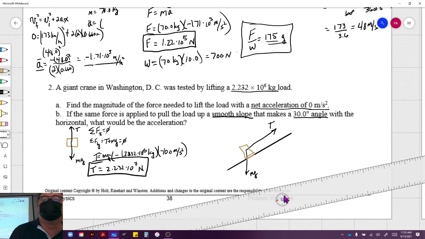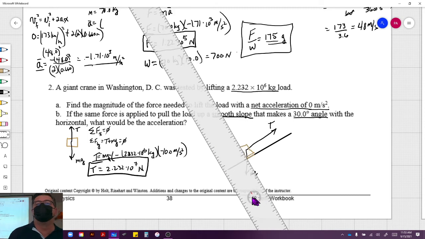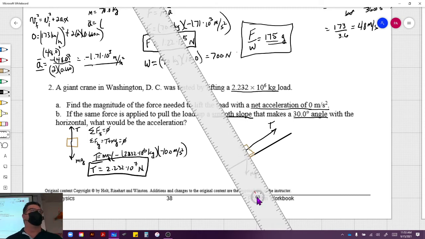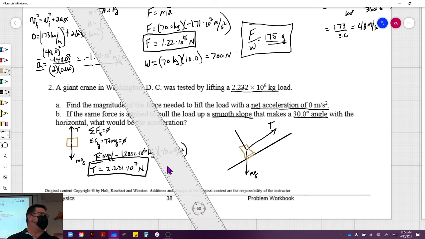I'll give you a hint. It's going to go in that direction. You got it, Charlie? Is it normal force? Yeah, normal force. It's sitting on a slope, right? It has a normal force. Remember, the normal force is just perpendicular to whatever surface it's in contact with. So if we're at an angle, we have a normal force.